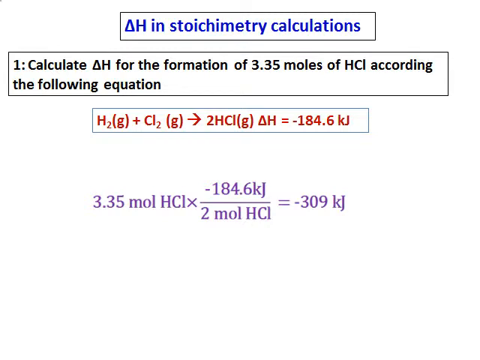Now we are looking at how the enthalpy changes in stoichiometric calculations. Calculate delta H for the formation of 3.35 moles of HCl according to the following equation. The equation is given, and always check whether the equation is balanced, and the delta H for the reaction is given. We have done such questions in moles and grams. Similarly, they've asked for 3.35 moles of HCl. Start with 3.35 moles of HCl, and from the equation you can see that 2 moles of HCl gives out a heat of 184.6 kilojoules. Convert that into the heat, and I get the answer as negative 309 kilojoules.